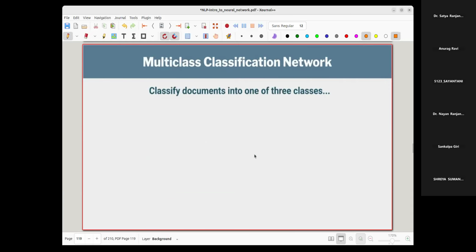Okay, so this is for binary classification. Now let's create a multi-class classification, with more than 2 classes. We have to classify a document into 3 classes.